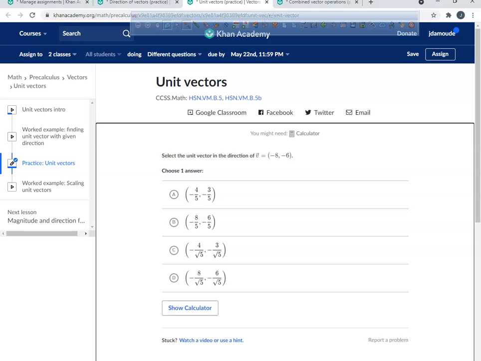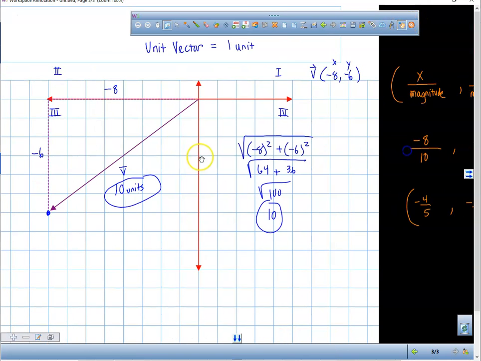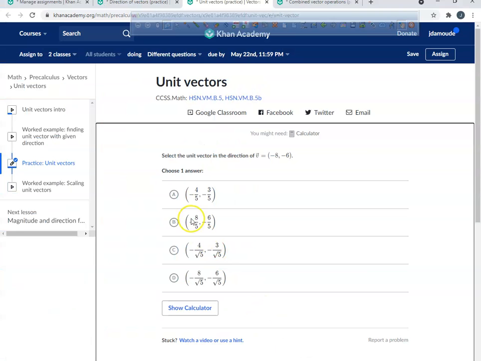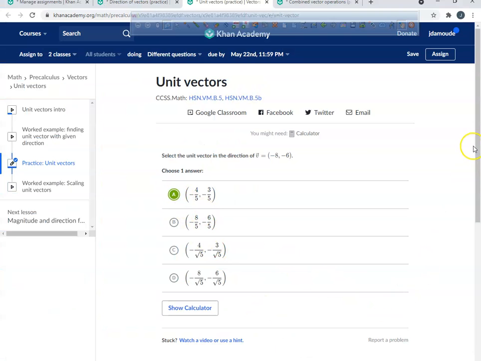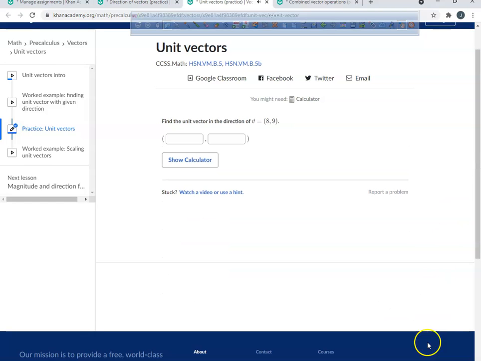So if you're wondering what we just did here, all I did was find the magnitude of our vector and then take the x component, divide it by the magnitude, take the y component, divide it by the magnitude. And our answer is negative 4/5 and negative 3/5. Okay?